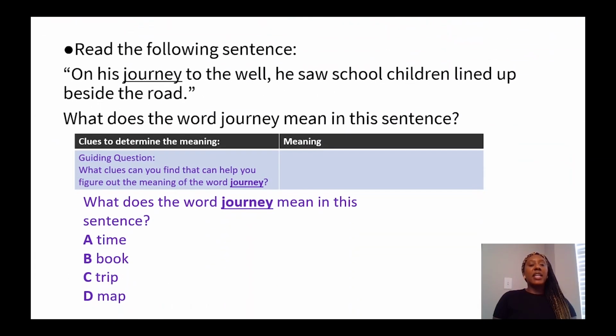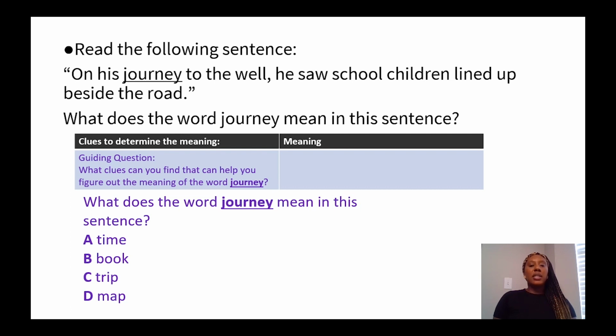Here I have an example of a context clues question. So whenever I come across a context clues question, the first thing I'm going to always do is read the sentence with the unknown or unfamiliar word or the multiple meaning word. On his journey to the well, he saw school children lined up beside the road. What does the word journey mean in this sentence?